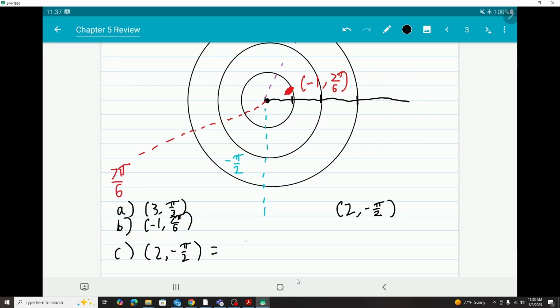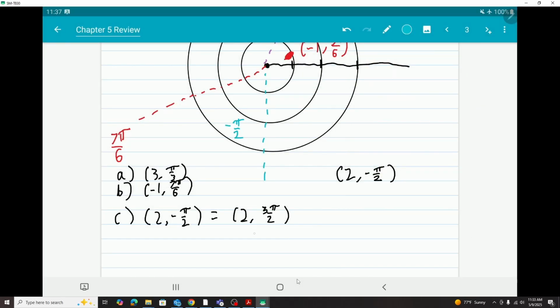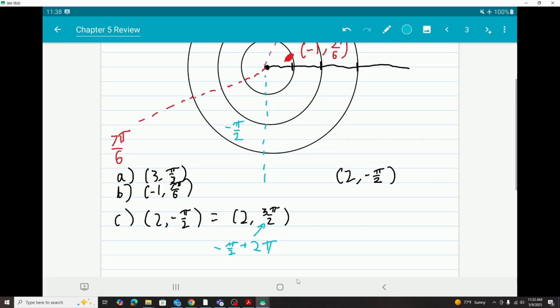But in polar coordinates, what we could do is add 2 pi to that and get 3 pi over 2. So if I wanted to graph this where the angle is in the unit circle, I could just take the angle I was already given and add 2 pi to that. And so now all the 2 is doing is telling me how far to go in that direction. And so those are my coordinates.